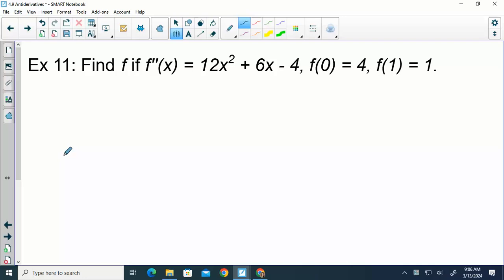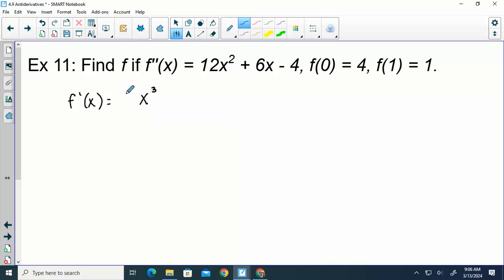Okay, find the original function if the second derivative is equal to that. So if we work backwards, you're at the second derivative, one step back would take you to the first derivative. Okay, so yesterday, how did I tell you to do the derivatives? You add 1 to the exponent, then you have to multiply by the reciprocal.